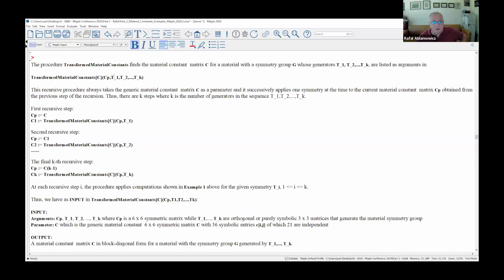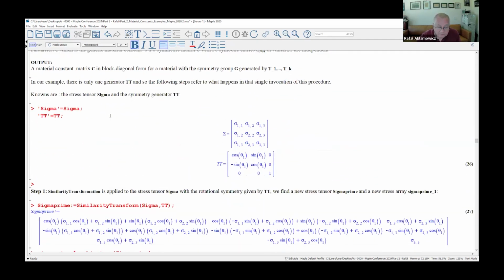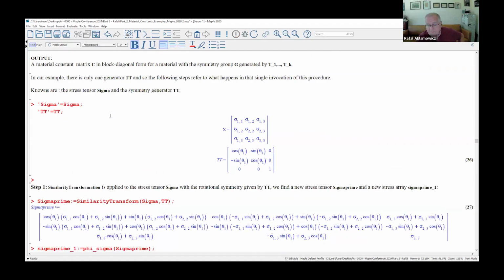The procedure TMC is a recursive procedure, which takes as an input to start with the generic material constants matrix, which is C, as a parameter. It is also used for convenience as a first argument, whereas T1 through Tk are those orthogonal matrices which describe the symmetry of the material. One symmetry matrix is applied at a time in a recursive step, so that the number of undetermined or general parameters in the C matrix is reduced. So in each step, the matrix C is reduced, and there are k steps in this recursive procedure. So let's go over the steps implemented in the procedure.